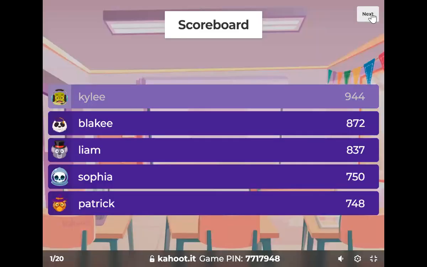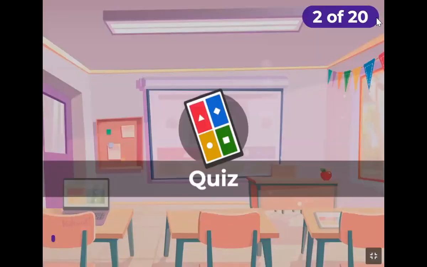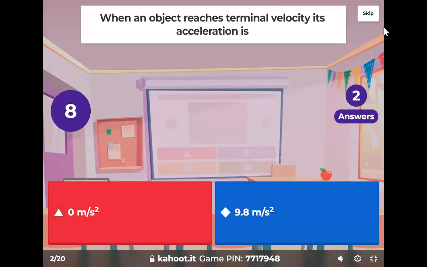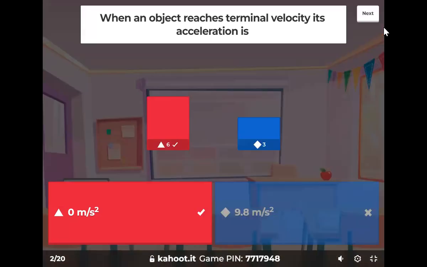Points on the board. When an object reaches terminal velocity, so it's falling through the air, there's some air drag. What is its acceleration? Yeah, 0 meters per second squared for terminal velocity. You're dropping an object off a cliff, it'll start falling at about 9.8 meters per second squared. But when it hits that air drag, that tapers off.